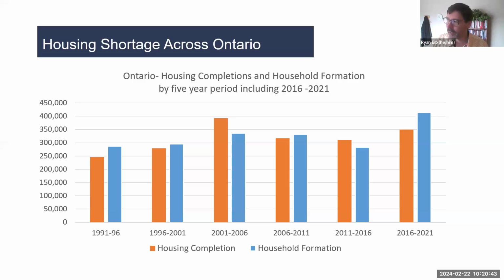We can also see that when we look at some of the provincial data, we have not kept pace with building enough housing. On the one hand, you have the housing completion numbers in orange, and in blue, the number of households being formed that need housing. Even in 2016 to 21, you can see that our pace is going in the wrong direction, right? There's lots of data around the number of houses that we need.